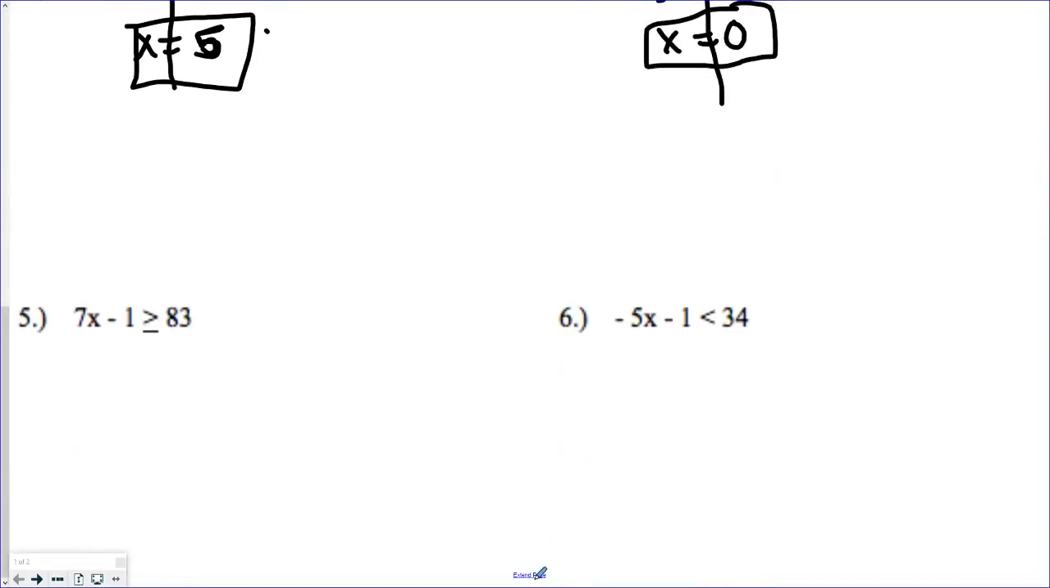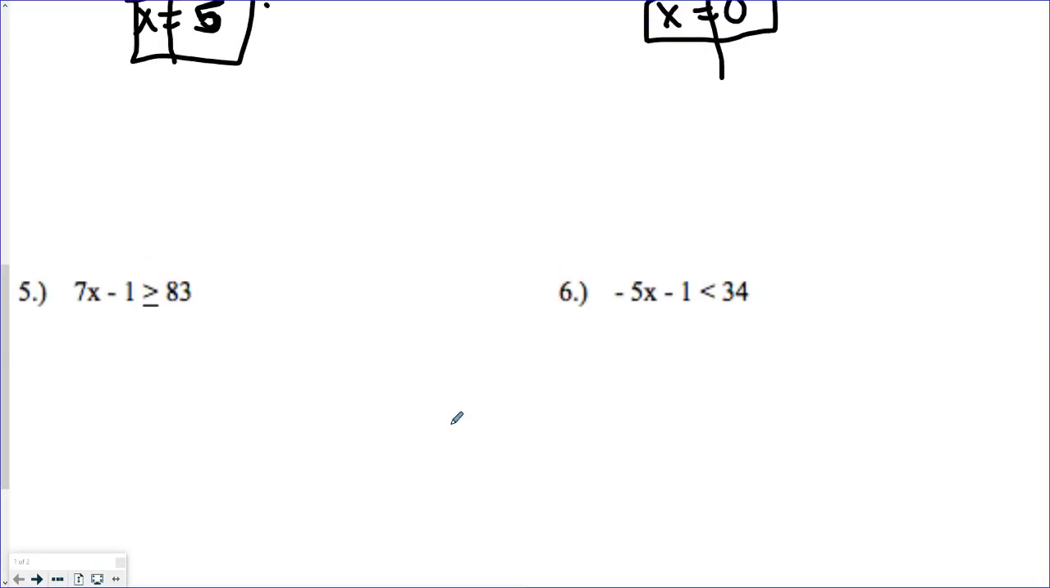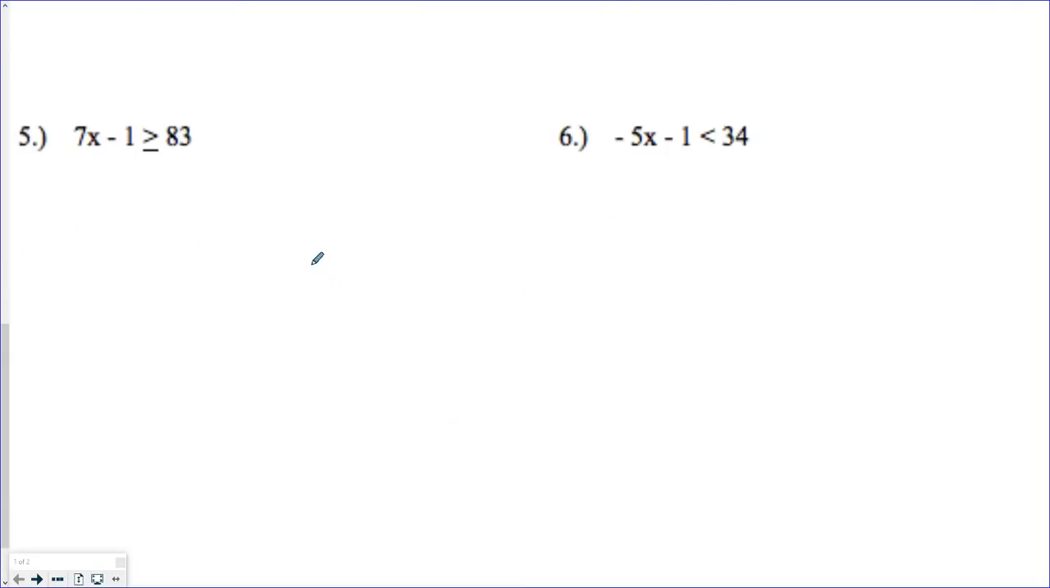The last two here are inequalities. Now, as I said before, solving inequalities and solving an equation is almost the same thing except for one minor twist in some cases. So I still put the line down the middle. I still get rid of my addition and subtraction numbers first. So minus 1, I get rid of it by adding 1. Again, nothing's changed so far. I'm doing the exact same procedures as I did with an equation. So 7x is greater than or equal to 84.